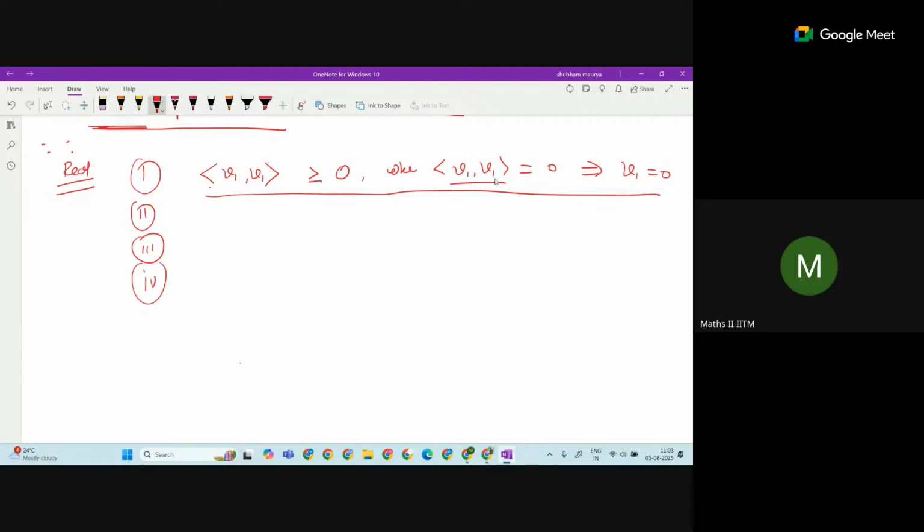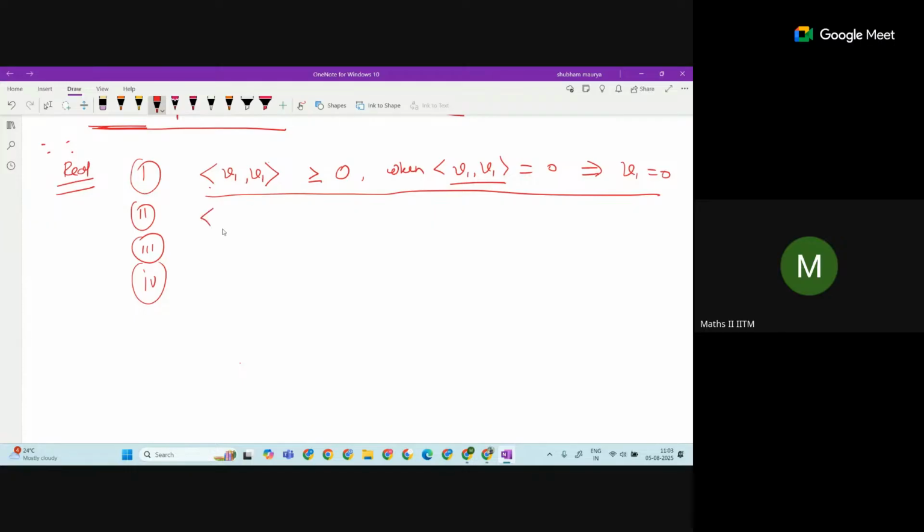Here, if it is 0... one minute, I'm missing something, just a second. No, it is correct. When the inner product with itself is 0, then the vector itself is 0. That is the meaning of it. And the inner product with itself is always greater than or equal to 0. This is the first definition, the first rule.